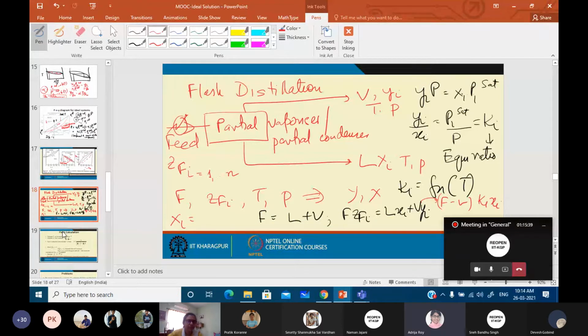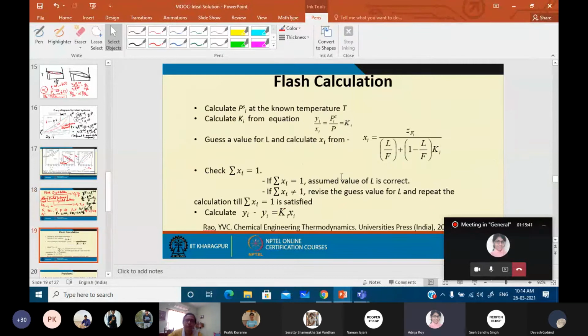Ma'am, is it F times Z_F by L plus F minus L whole into K_i? Perfect. And I have written this in this particular form. It is usually written in this form because, just like one of you had asked, what is specified in this case is not always F, but the proportion of liquid that you get. So the procedure of these calculations is this.